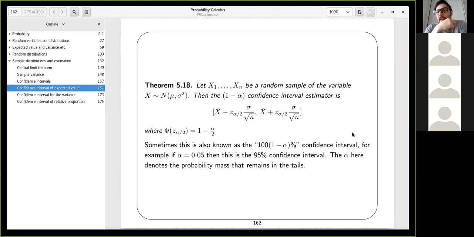Now I'm going to add to Friday's examples a lot of these examples where we do this, because we have to skip many of these examples today, as we don't have that much time. This is sometimes known as the 100 times 1 minus alpha percent confidence interval. I think this is a little bit of underestimating your intelligence. I can say 1 minus alpha confidence interval, and if it's 0.95, I can say 95% confidence interval. If alpha is 0.05, then this is the 95% confidence interval. Alpha here denotes the probability mass that remains in the tails, like I drew in my picture.